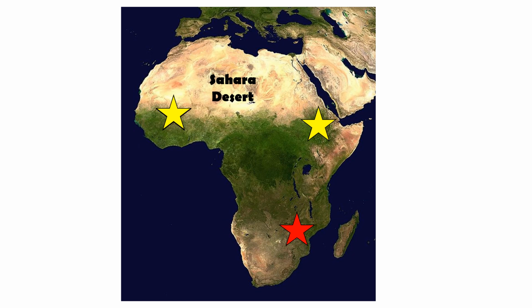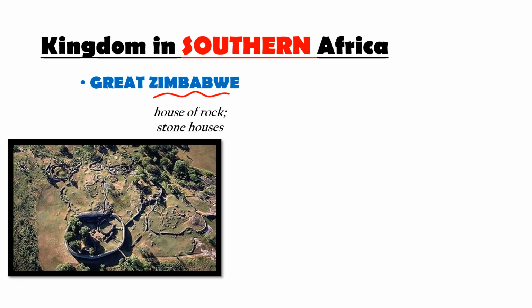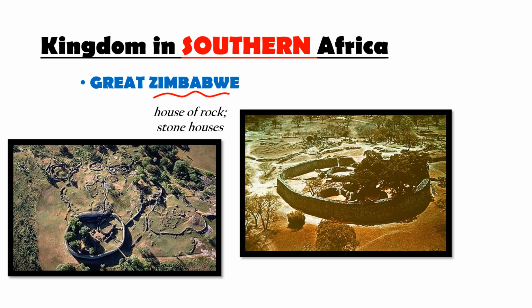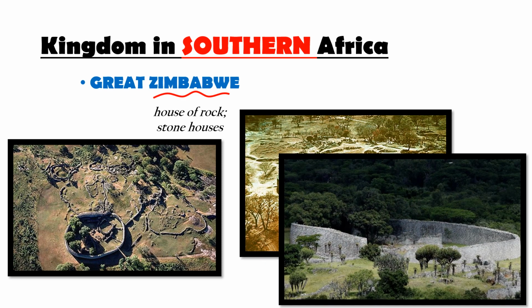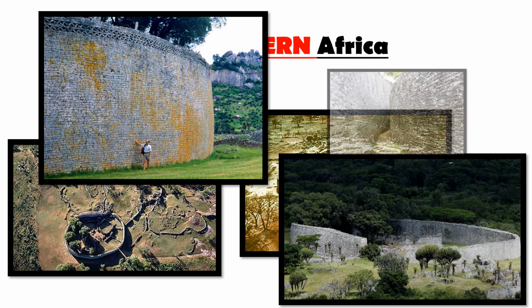Our final destination in Africa is going to be in southern Africa. In southern Africa, we see the kingdom of Great Zimbabwe. Zimbabwe actually translates to House of Rock or Stone Houses. And looking at these pictures, it's pretty clear why this area was nicknamed the House of Stone.